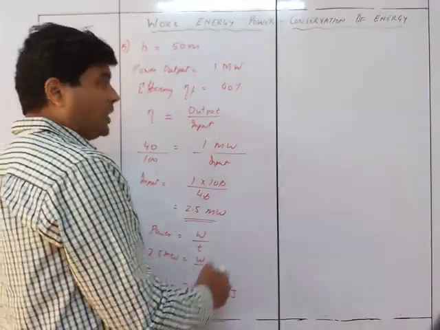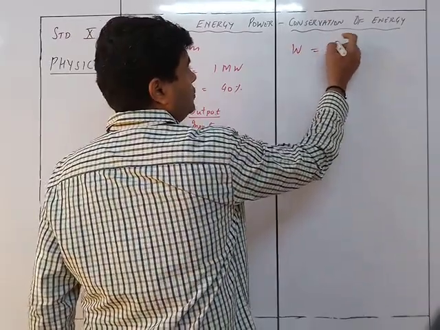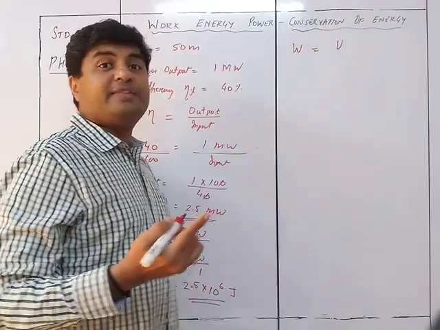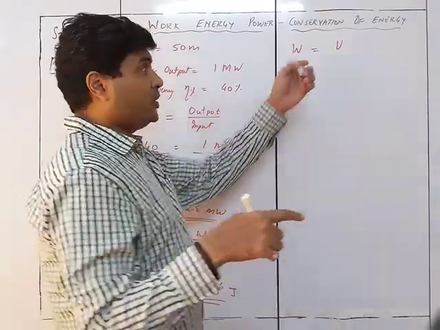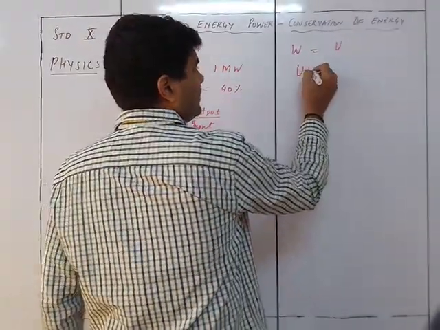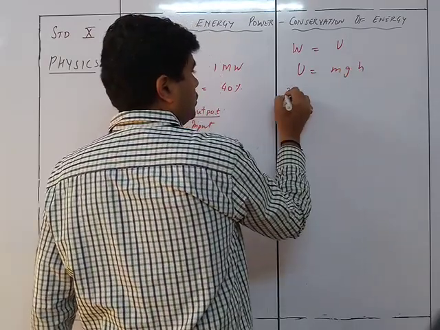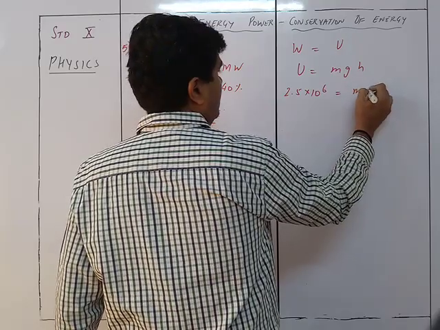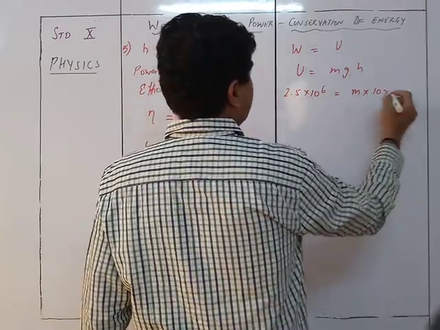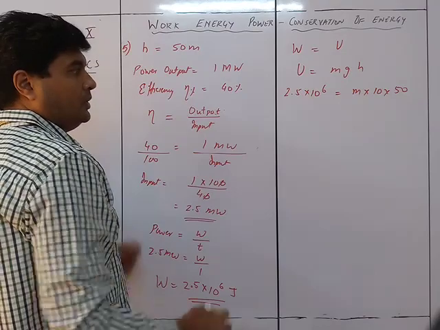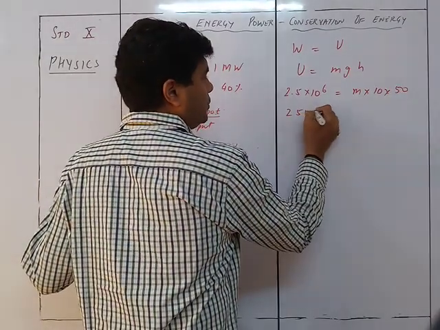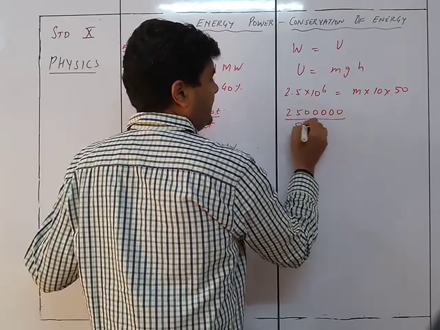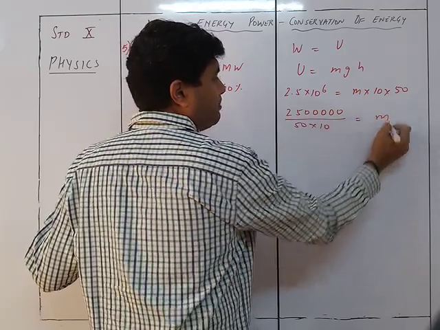Now I know that this work done is equal to potential energy. Because who did the work? The water did. So work done equals potential energy. So U is equal to mgh. So 2.5 into 10 raised to 6 is equal to m into g, which will be 10, into h, which will be 50 meters. So this is 2.5 into 10 raised to 6 upon 50 into 10 is equal to mass over here.